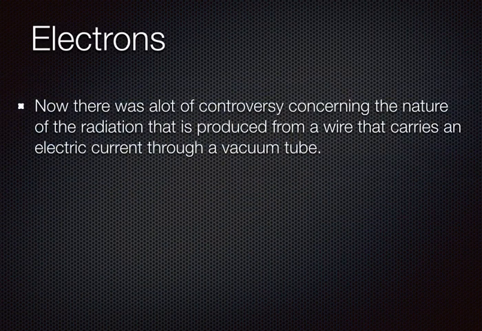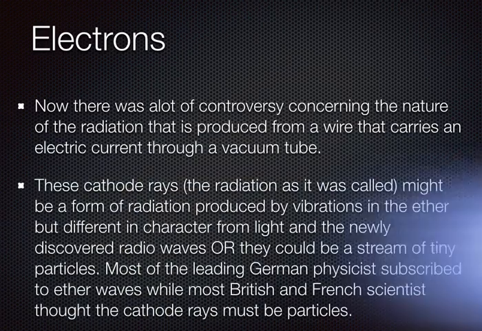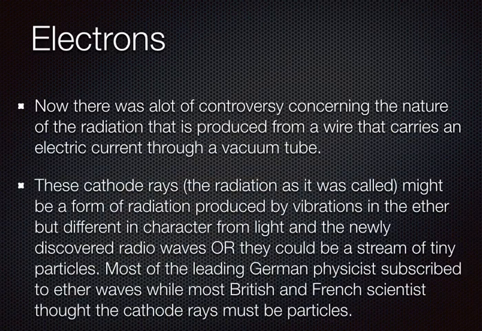Now, there's a lot of controversy concerning the nature of the radiation that is produced from a wire that carries an electric current through a vacuum tube. So, if you think about an atom and how impossibly small it is, and then you start thinking about the pieces of an atom, which are impossibly even smaller than that, you have to wonder, how are they even breaking these down into small pieces? And what they did is, they started studying cathode rays.